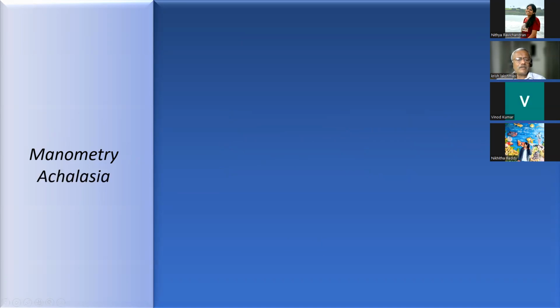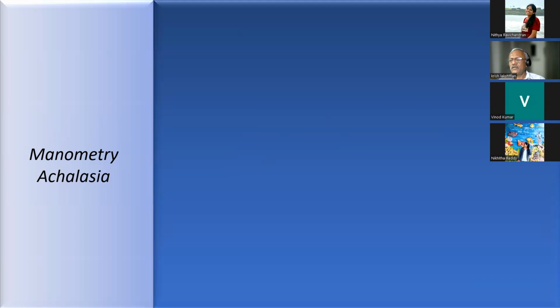All these are given by one classification. All of you would have known about it, called the Chicago classification. I'm not going into the details of this, and it is coming out in different versions. The current version is version 4.